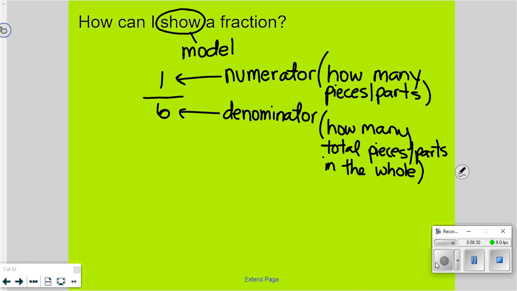We're going to talk about one more piece that we haven't talked about, which is this line right here. That line has a specific name. It's called a fraction bar. It's actually the same bar that we use in another symbol.